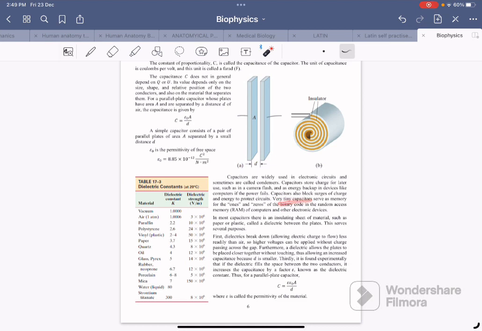Every tiny capacitor serves as a memory for the ones and zeros of a binary code in the random access memory, RAM, of computers and other electronic devices. So with the notation of 1 and 0 of the logic gate system, a capacitor can be assembled into a 0 1 format.